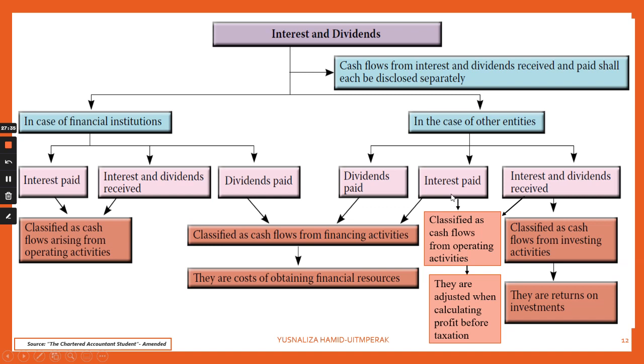Interest paid is the same case. You can classify it under cash flow from financing activities, but in my example, you will notice that I put interest paid under operating activities. That is an option that we can take, and we are going to adjust the interest paid when we calculate profit before taxation. For my examples later, you will see that I put dividend paid under financing activities.